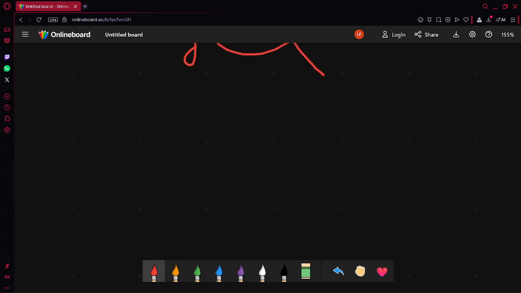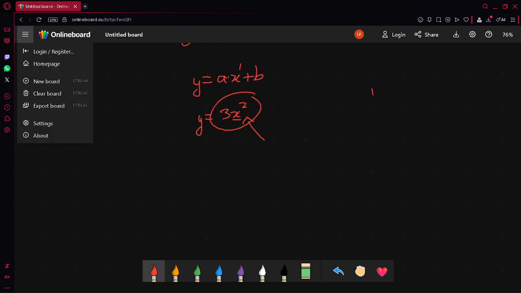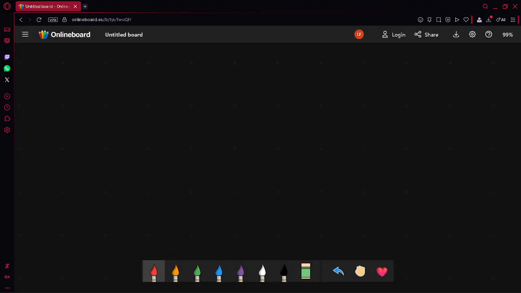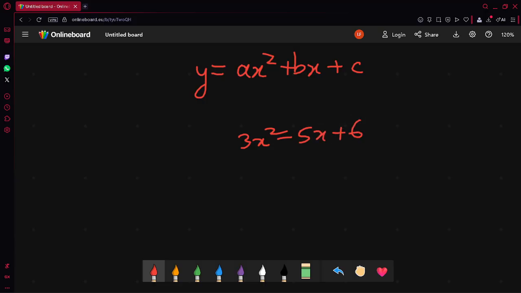Now, what is the general form of a quadratic? A quadratic is generally in this form: y equals ax squared plus bx plus c. Let's say you have a quadratic 3x squared minus 5x plus 6. You can see here that a equals 3, b equals -5, and c equals 6.